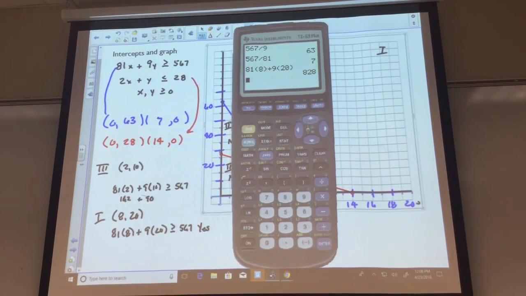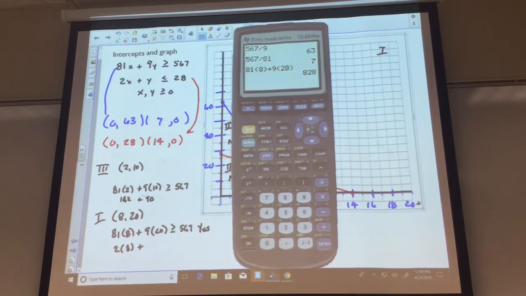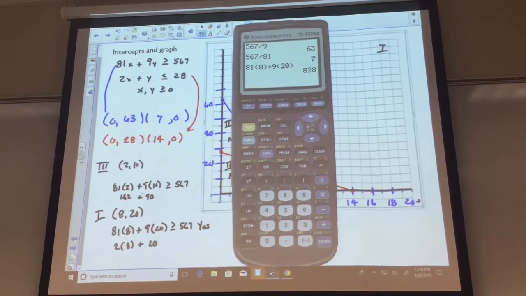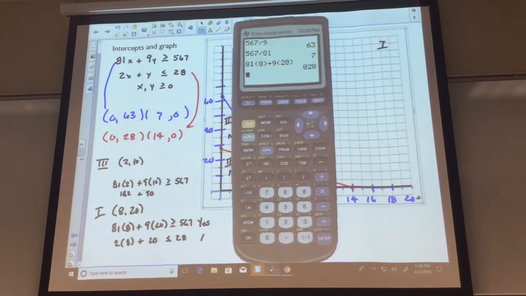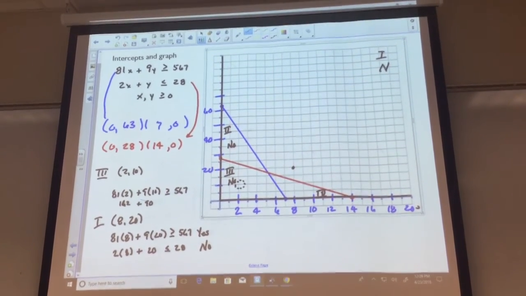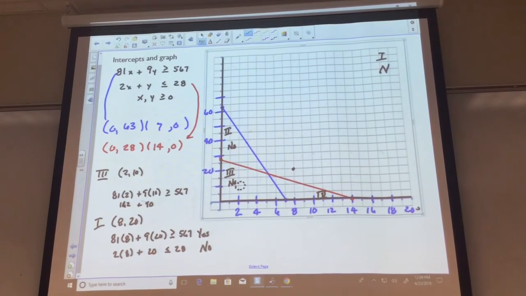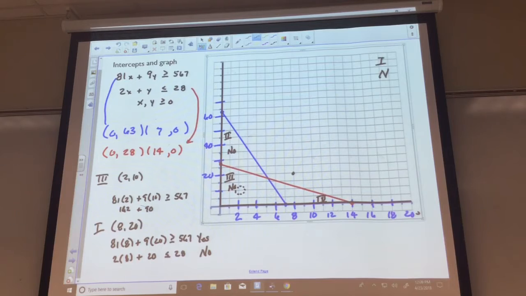But it also has to work in the bottom ones again. So 2 times 8 plus 20 is less than or equal to 28. That's a no. So since this is a no, have we now figured out that it has to be region number 4? So this must be our feasible region.